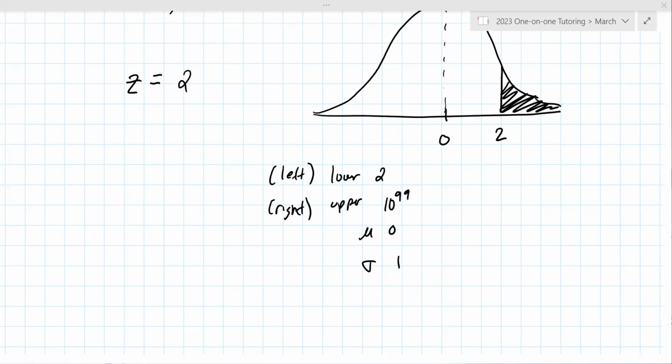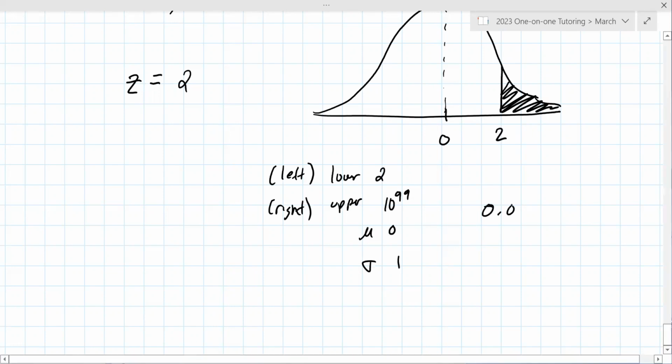Yes. Is it 0.022? Yes, 0.02, 0.0228, I guess, for rounding. All right.